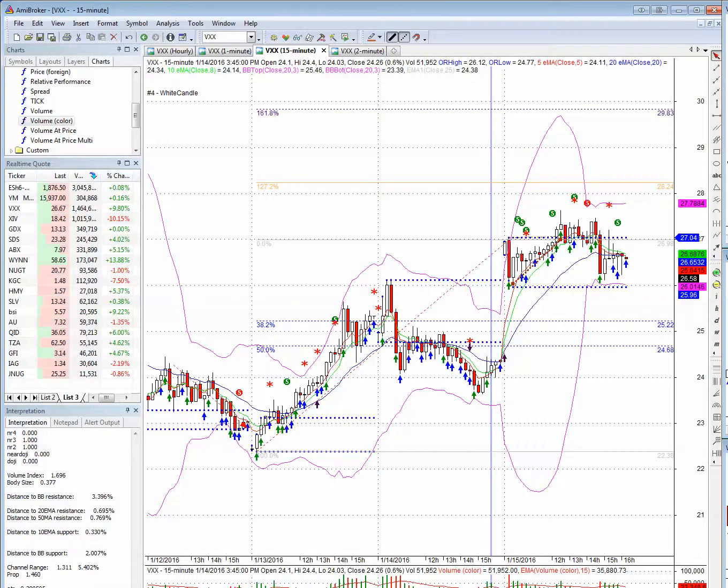Okay, the rest of the afternoon was actually very tricky, and actually my preference is not to trade an afternoon like this because we're heading into a long weekend. So knowing that Monday most of the markets are going to be closed, in the afternoon it was quite choppy. And so if you weren't aware of that, then you could have easily been chopped up.